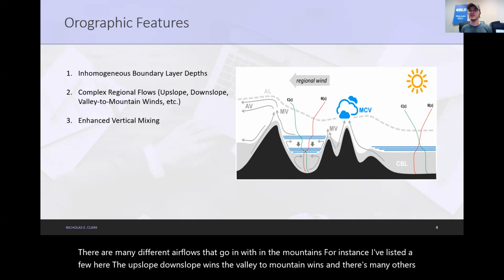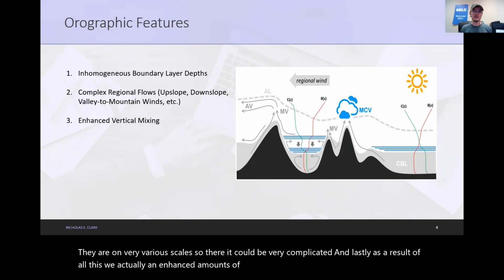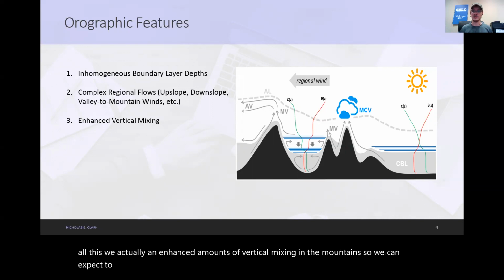They are on various scales, so it can be very complicated. And lastly, as a result of all this, we actually see enhanced amounts of vertical mixing in the mountains. So we can expect to see trace gases that are similar with respect to height.